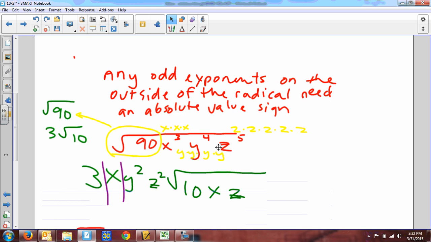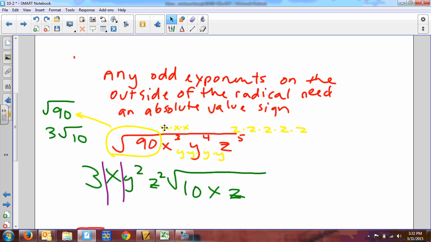So we're going to start with this stuff here in red. Square root of 90, x to the third, y to the fourth, z to the fifth. Here's a little trick. You cannot put this whole thing in the calculator because it has variables. Do not put variables in the calculator. However, this part right here, square root of 90, we can put in the calculator. And when you put it in the calculator, you get 3 square root of 10 because that's 9 times 10. 9 is 3 times 3. So that 3 is going to go here. That square root of 10 is going to start inside of our radical.